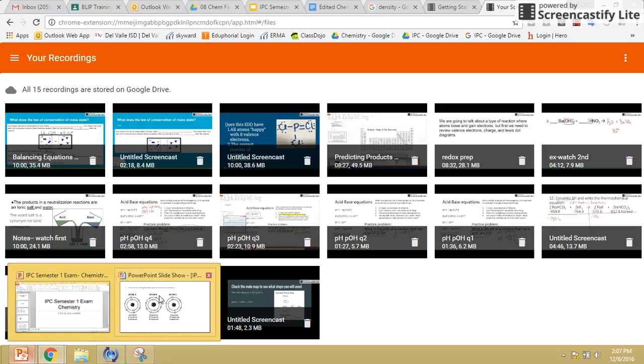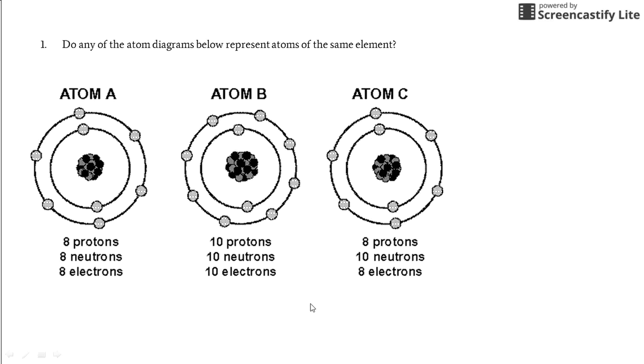Guys, I'm going to walk you through the review for our semester exam. The first thing we need to review is atoms. So question 1 says, do any of the atom diagrams represent atoms of the same element?